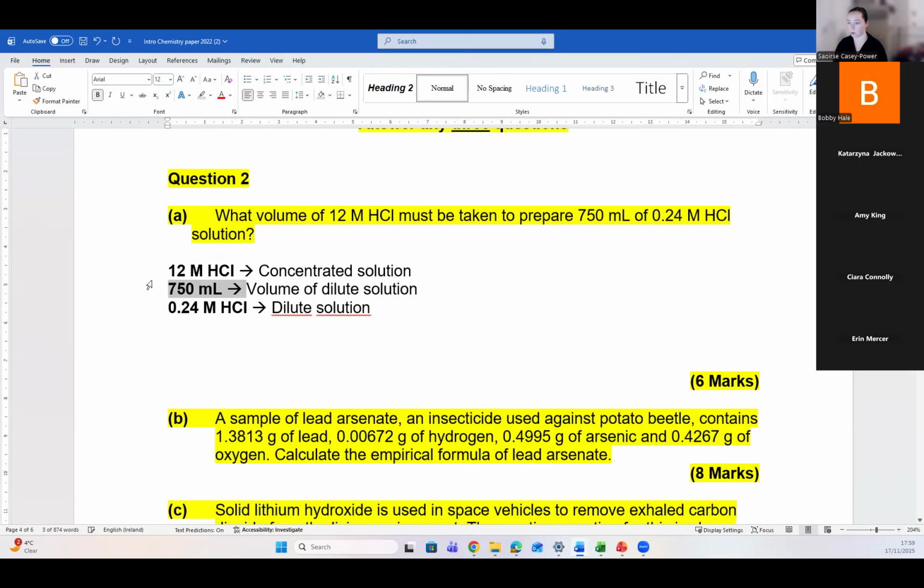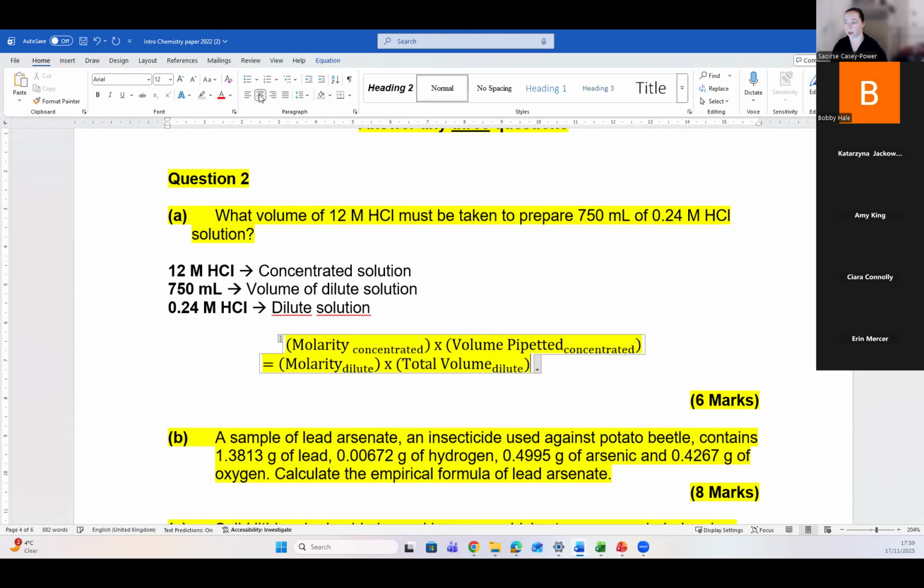Everyone okay with that so far, yeah? Okay. So what you should be thinking here then is your dilution equation. It looks a little something like this. It's the molarity of your concentrated solution multiplied by the volume pipetted of your concentrated solution is equal to the molarity of your dilute solution multiplied by the total volume. So we actually have 3 out of the 4 things here. So what we have to do is rearrange that equation and solve for what we're missing.